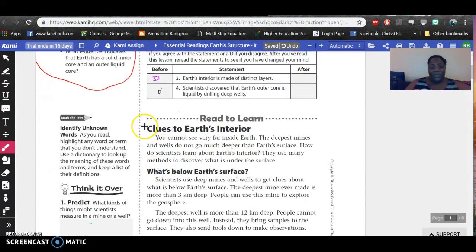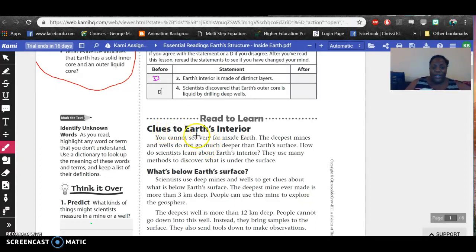Read to learn: clues to Earth's interior. You cannot identify, mark the text. As you read, highlight any word or term you don't understand, or use a dictionary to look up the meaning of these key words and terms, and keep a list of their definitions. That's exactly the reason why I gave you a little composition book for definitions and new vocabulary words. So you know what you can do with that.